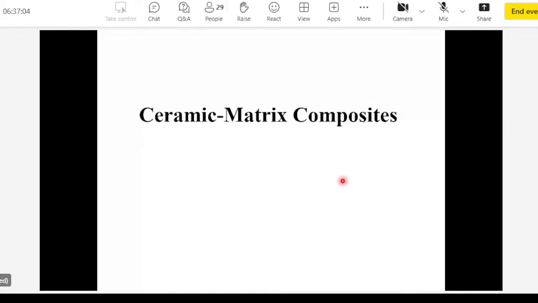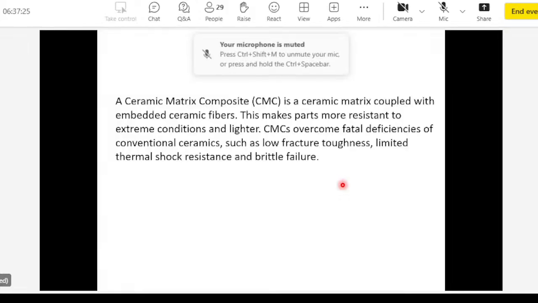Anyway, coming to the last topic here, very briefly, I will look at ceramic matrix composites. Ceramic matrix composites are not as widely used as metal and polymer composites. They're mostly used in high technology applications, aerospace and defense and everything. So what is a ceramic matrix composite? A ceramic matrix composite is a ceramic matrix in which you have put ceramic fibers.